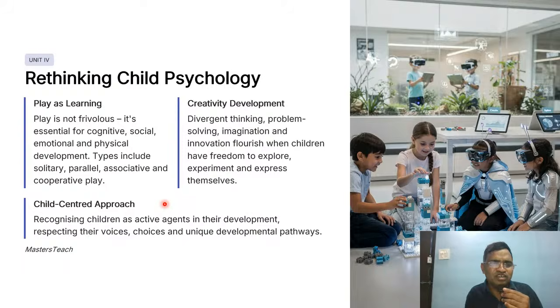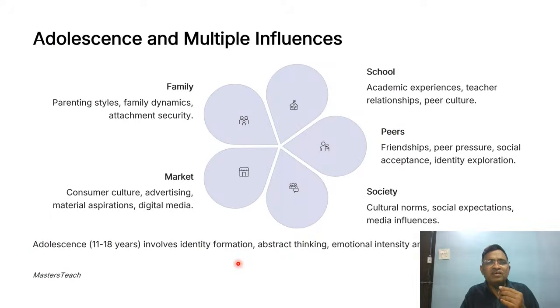Then the child-centered approach recognizes the child as an active agent in their development, respecting their voices, choices, and developmental pathway. This is rethinking child psychology. Then adolescence and multiple influences. Adolescence is influenced by family, school, peer group, society, and market. Family includes parenting style at home, family dynamics, attachment, and security. School includes academic experiences and teacher relationships.